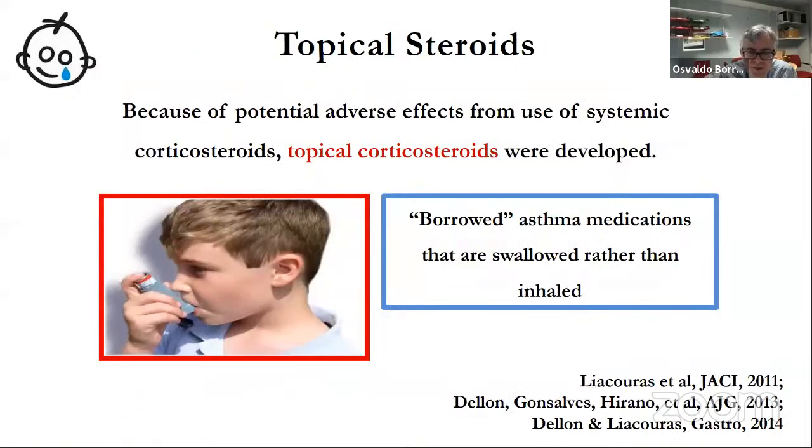So topical steroids. Two minutes, Osvaldo. Two minutes left. I'm trying to be quick.